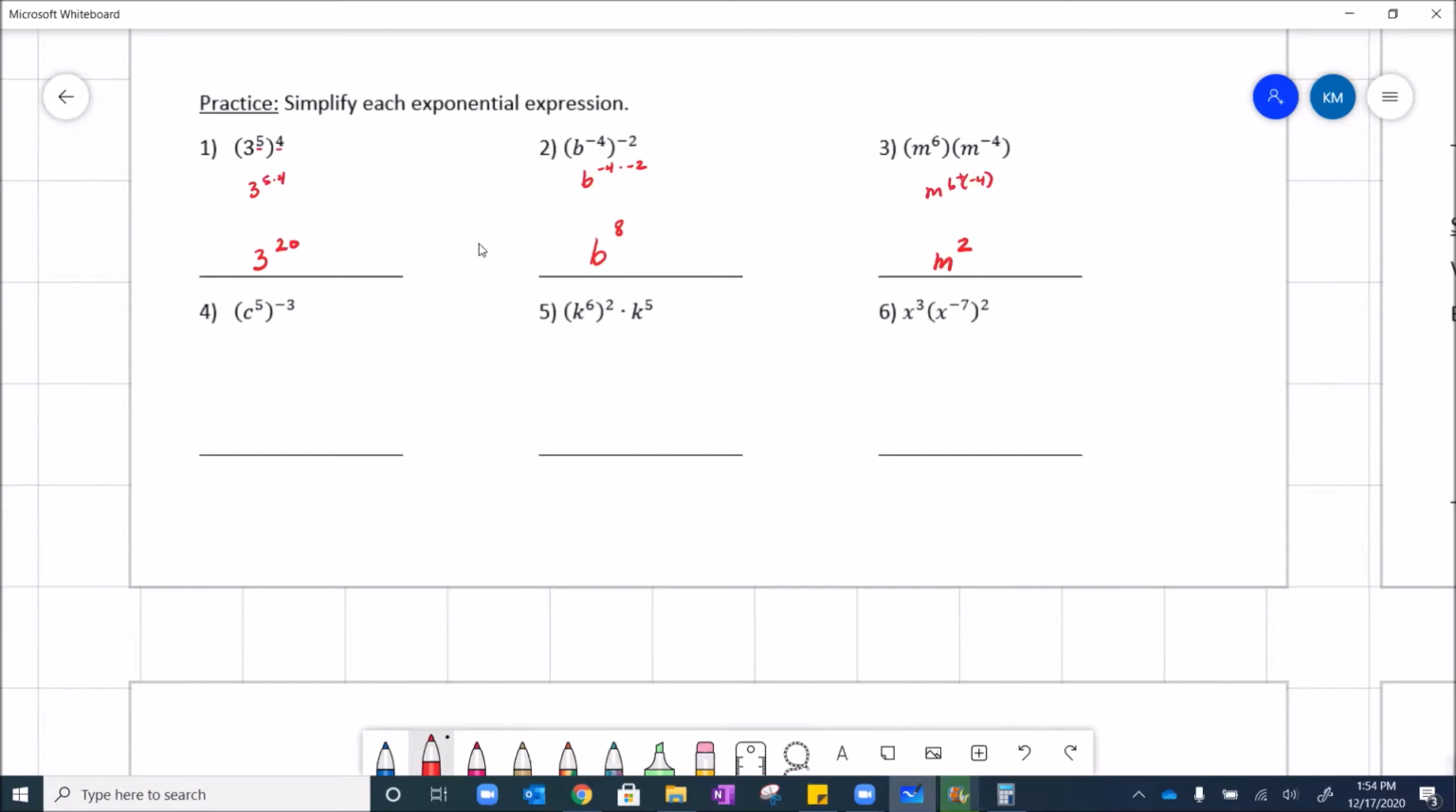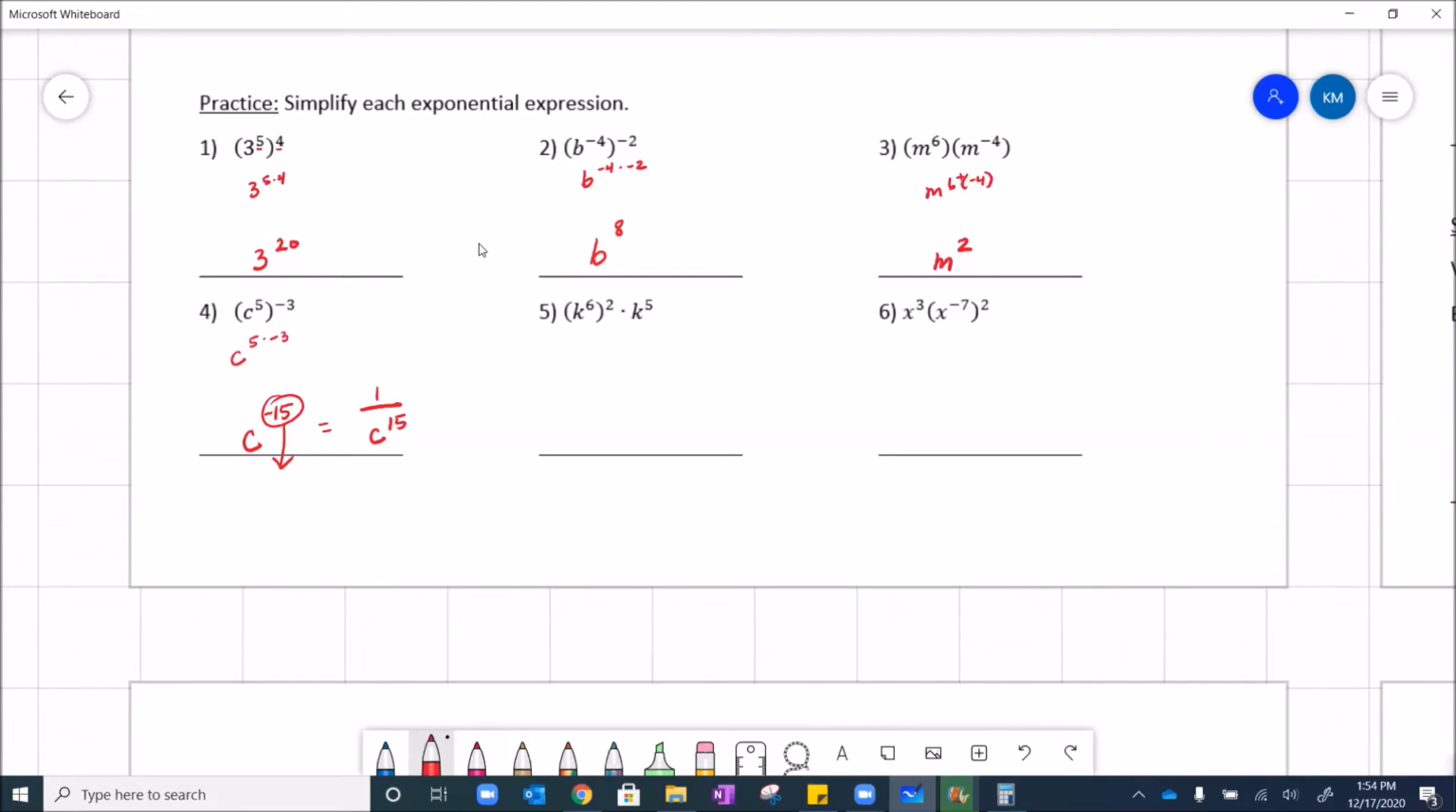Number 4, we have c to the 5th to the negative 3rd power. So we have c to the 5 times negative 3, and so we have c to the negative 15. But remember, that can't be our final answer. We have a negative exponent. We don't want that. So we need to move it down to the denominator so it can be happy. And so 1 over c to the 15th is how we should write our final answer.